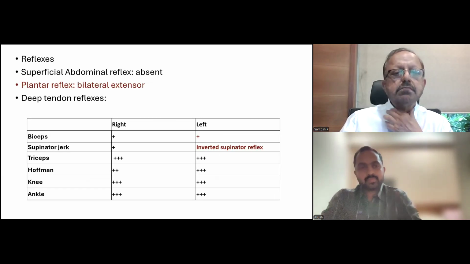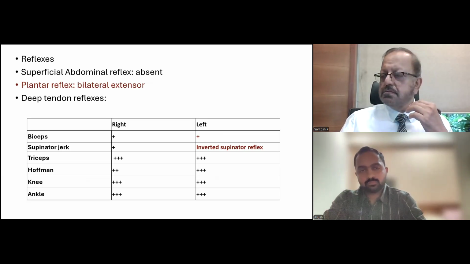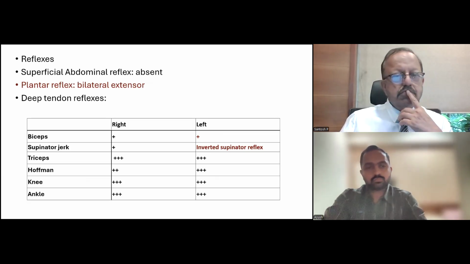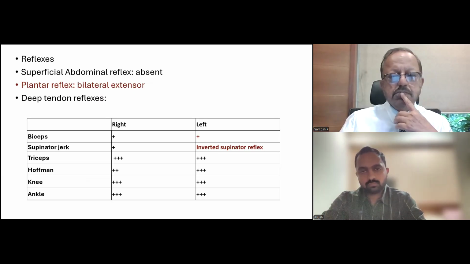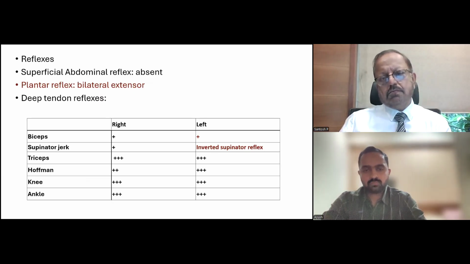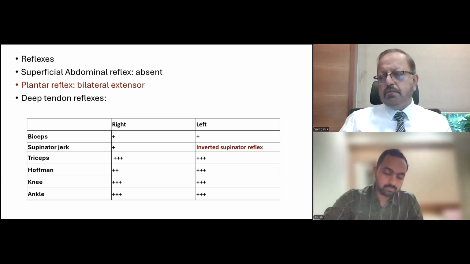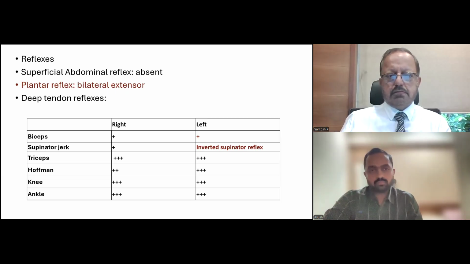Reflexes: superficial abdominal reflex absent. Plantar reflex bilateral extensor. Deep tendon reflexes: biceps hyporeflexia was seen on left side, supinator jerk was absent on right side. On the left side, inverted supinator reflex was seen. Triceps exaggerated on left side. Hoffman was normal on right side, left side Hoffman sign was present. Knee jerk and ankle jerk exaggerated on both sides.